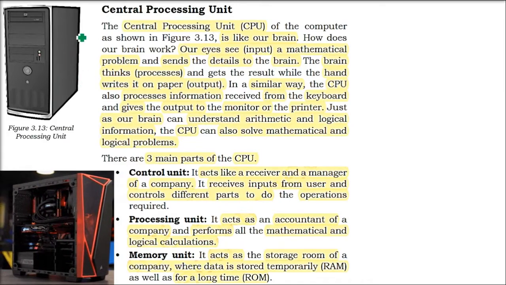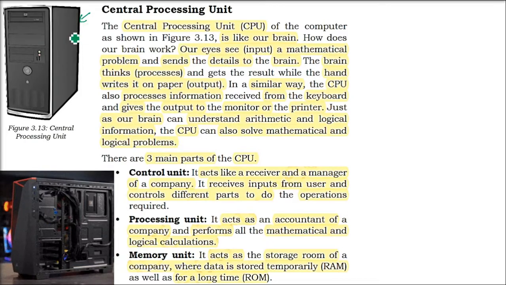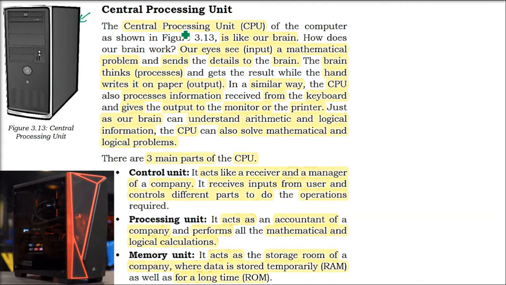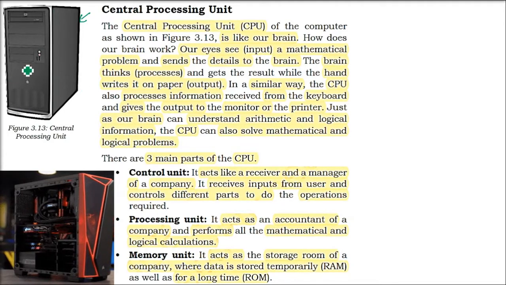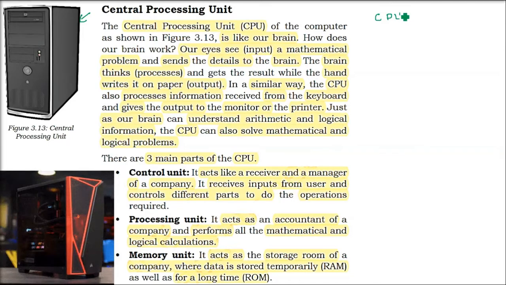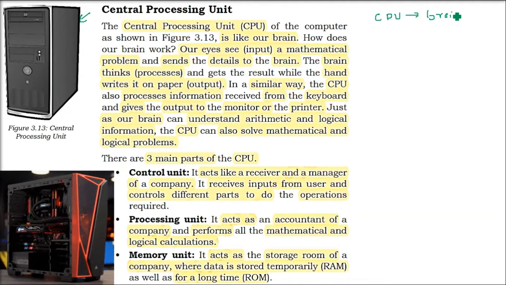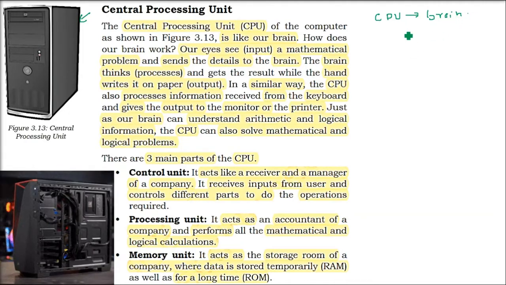Especially the desktop computer, if you see, there is a box, and this box is called the Central Processing Unit. Why is it a unit? Because it has many gadgets or instruments or different devices. If you compare the CPU with a human, it's like the brain of a computer.